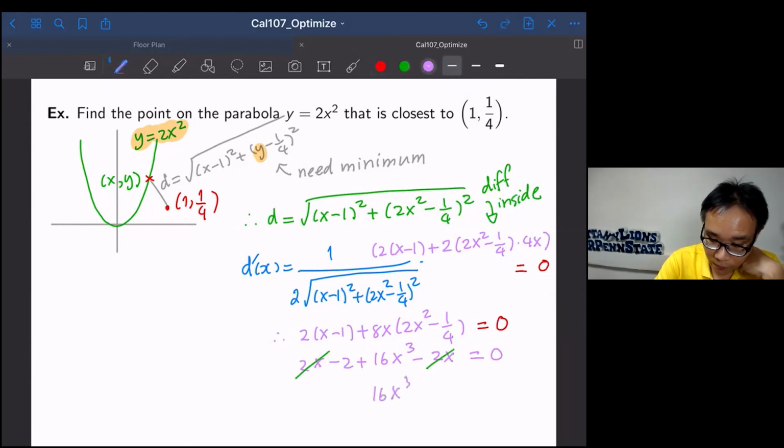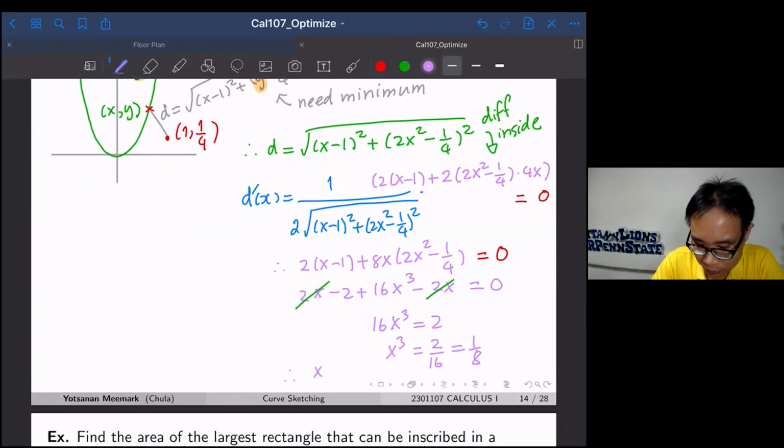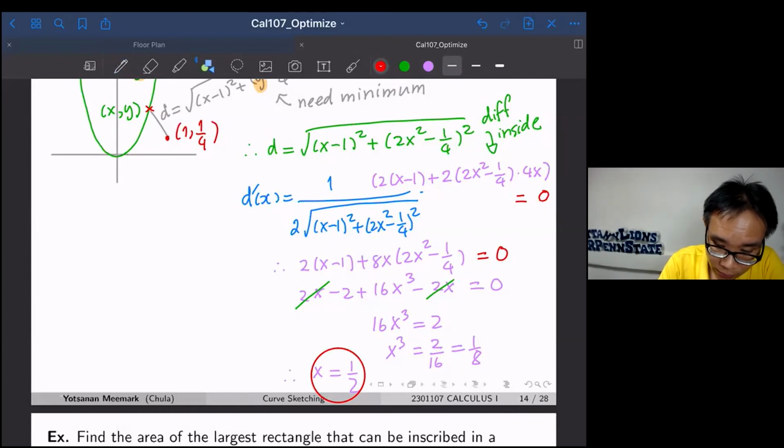And the 2x terms cancel. So you get 16x cubed equals 2, so x cubed equals 2/16, or 1/8. So you solve for x and you get x equals 1/2. And we need to check whether we get the closest point. So you need the minimum distance, the closest one.